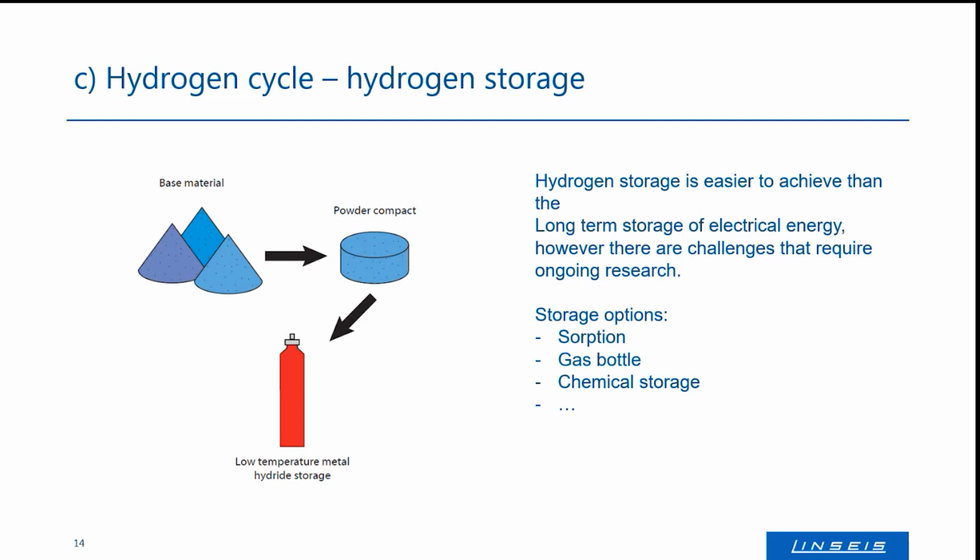Therefore, there are different options. One, well known, is sorption. So there are materials like porous ceramic materials, porous metal surfaces like titanium powders or zeolite structures that can absorb hydrogen at a certain rate and amount. And when temperature is increased or pressure is decreased, the hydrogen can be desorbed again. So like a sponge, it absorbs the hydrogen and releases it when squeezed, more or less.